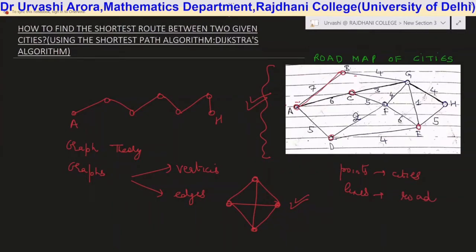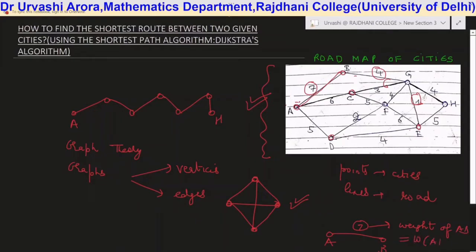Now as far as these numbers are concerned, which are put along with every line, these numbers can be regarded as the weight of the corresponding edges. For example, on the edge AB, the number which is written is 7. So this 7 can be regarded as the weight of edge AB, or WAB, where WAB refers to the weight of the edge AB. So likewise the other numbers can be interpreted. For example, this number 4 would refer to the weight of the edge BG.